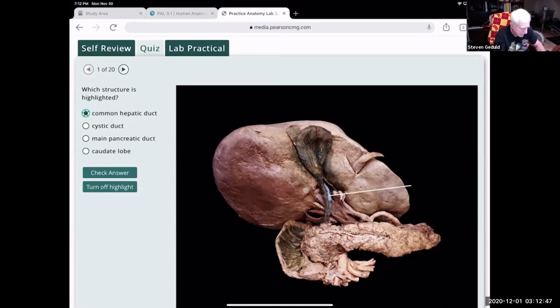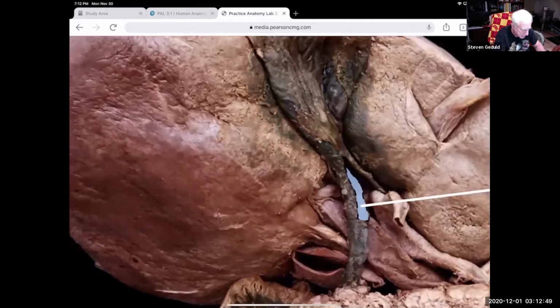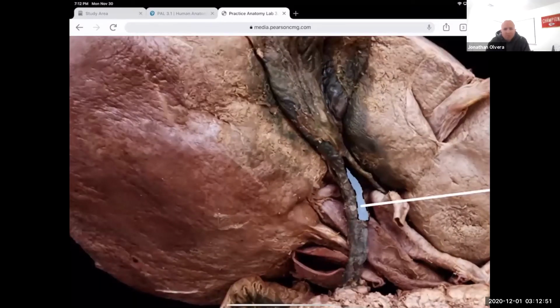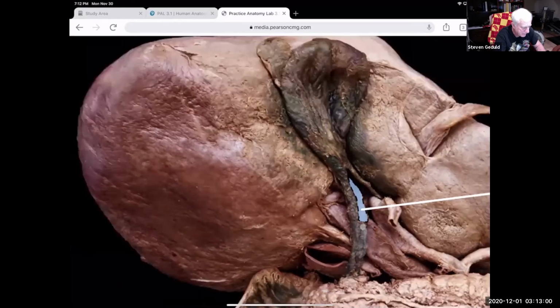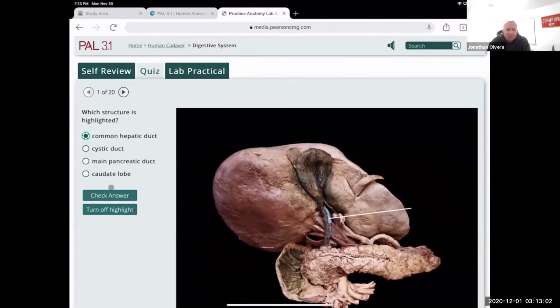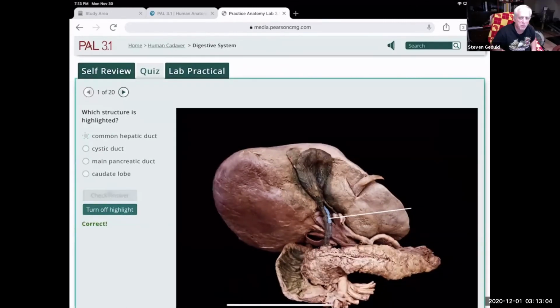Because see, when you look at it, this is your cystic duct right here. Because here's your gallbladder, feeds in the cystic duct, and then the bile duct comes down here. The hepatic duct feeds into your common bile duct. So I'd say common hepatic duct, yeah. But it's just real hard to tell. That's real hard to see that one. It just doesn't look like the cystic duct.